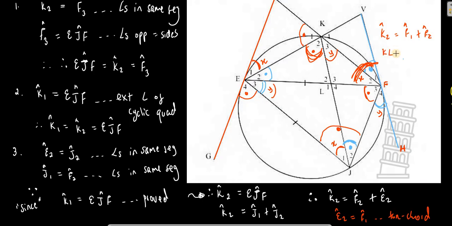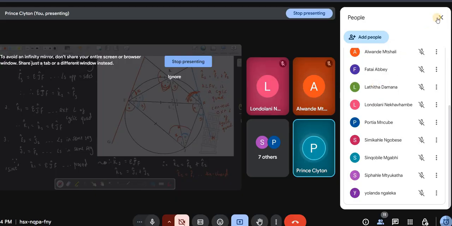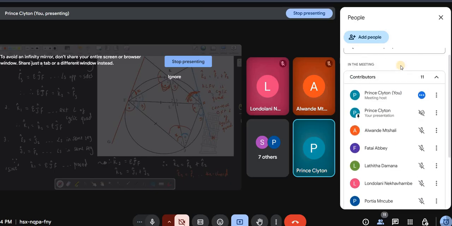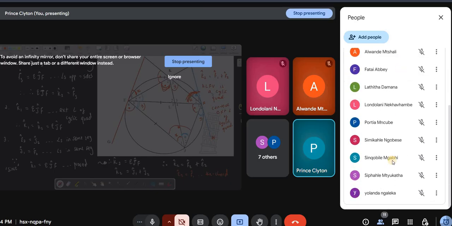KLFV is a cyclic quad. Reason being: converse, exterior angle of a cyclic quad. Please remember that if you are using other theorems to prove a theorem, you use the word converse. Okay, so are we happy with that? Any question? No question.